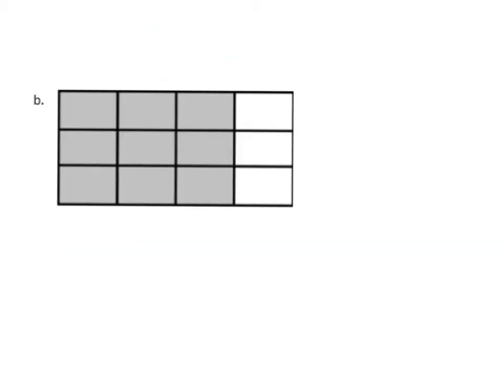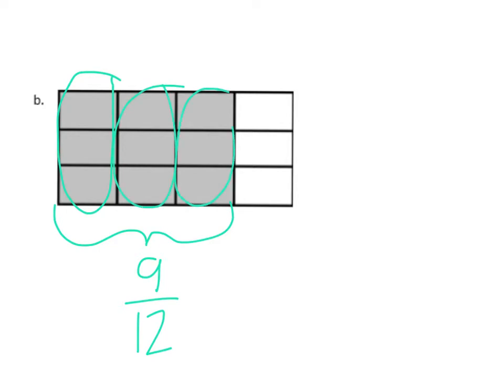Look at letter B. What fraction do you see in the model? Pause the video and replay when you are ready to check your work. I see a total of 12 pieces and 9 of those pieces are shaded in, so the fraction is 9/12. Now pretend the horizontal lines are not there. What fraction do you see? Pause the video and replay when you are ready. So I see a total of 4 pieces, and 3 of those pieces are shaded in. So I see a fraction of 3/4.